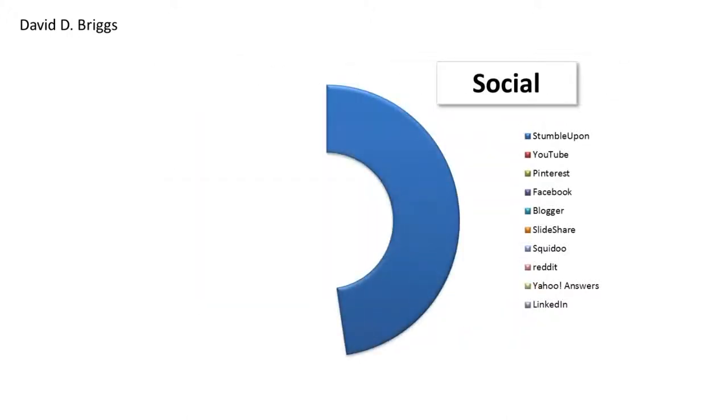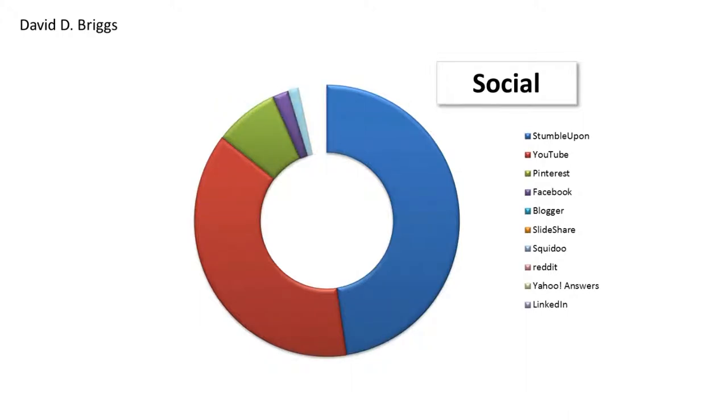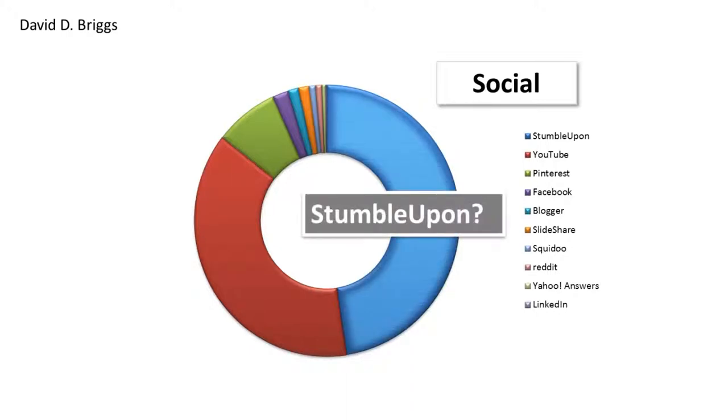Traffic from social media sites is also an interesting graph to look at. I expected to see traffic from YouTube, Pinterest, and Facebook, but I was recently surprised to find that nearly 1/2 of all my social media visitors are coming from the website StumbleUpon.